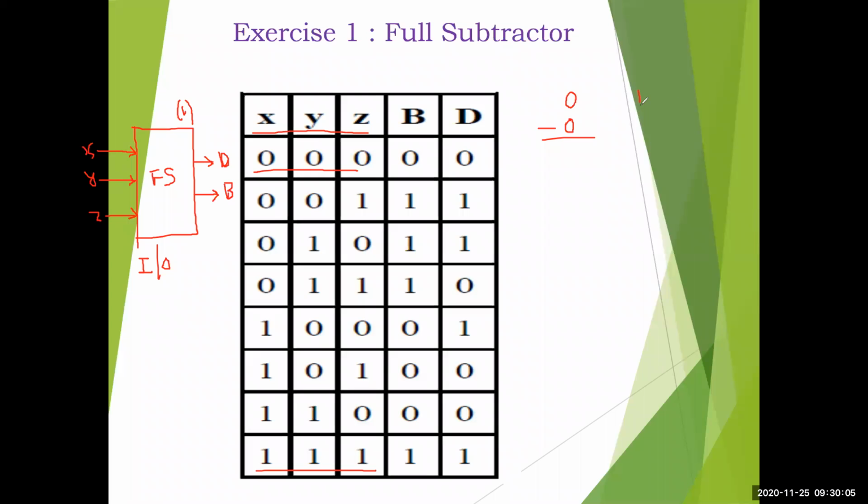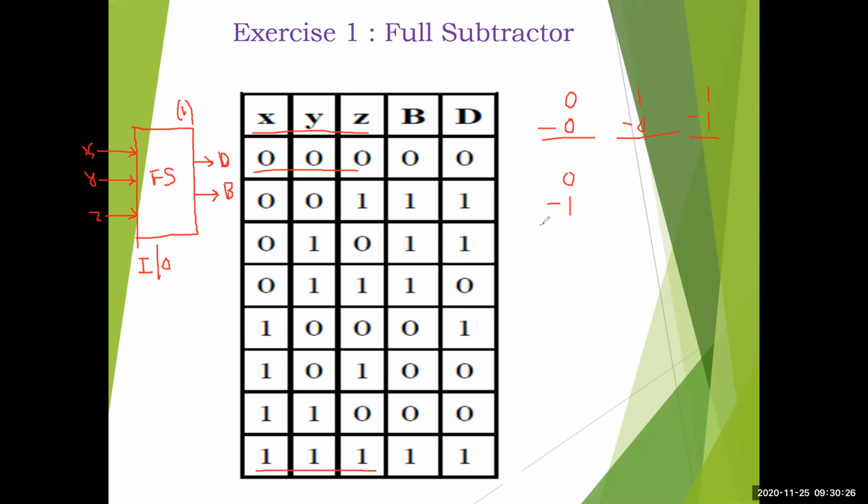Next I will consider 1 minus 0. Next I will consider 1 minus 1. Okay, the third rule. And finally I have the last rule, that is 0 minus 1.